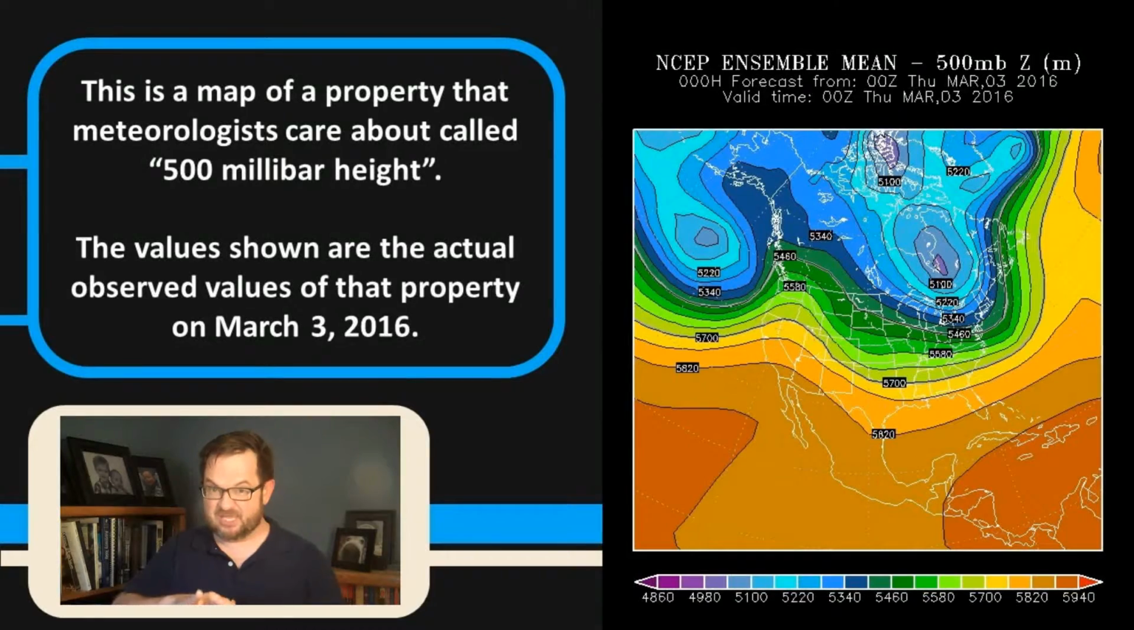Now, this is not yet the spaghetti chart. We're going to build it. This is the output of a model. It happens to be a chart of something meteorologists care about called 500 millibar height. It's how high above the ground you have to go to get to 500 millibars. And the archive I pulled this off of happens to be the March 3rd, 2016 500 millibar chart. This could be the initial conditions, the analyses that went into your model run.